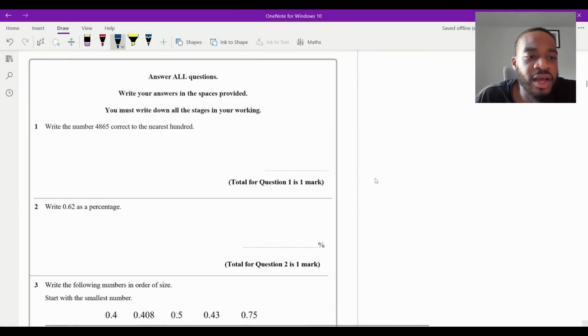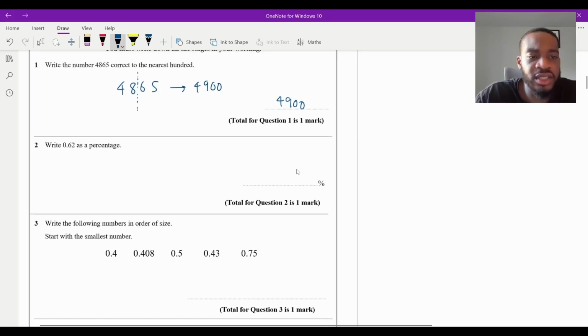Okay, so question one says write the number 4865 correct to the nearest hundred. 4865. So all you're going to do is go to your hundreds column, and look at the number in the column next to it. That number is a 6, so that 8 is going to round up to a 9, so it's going to go to 4900. So it's going to be 4900.